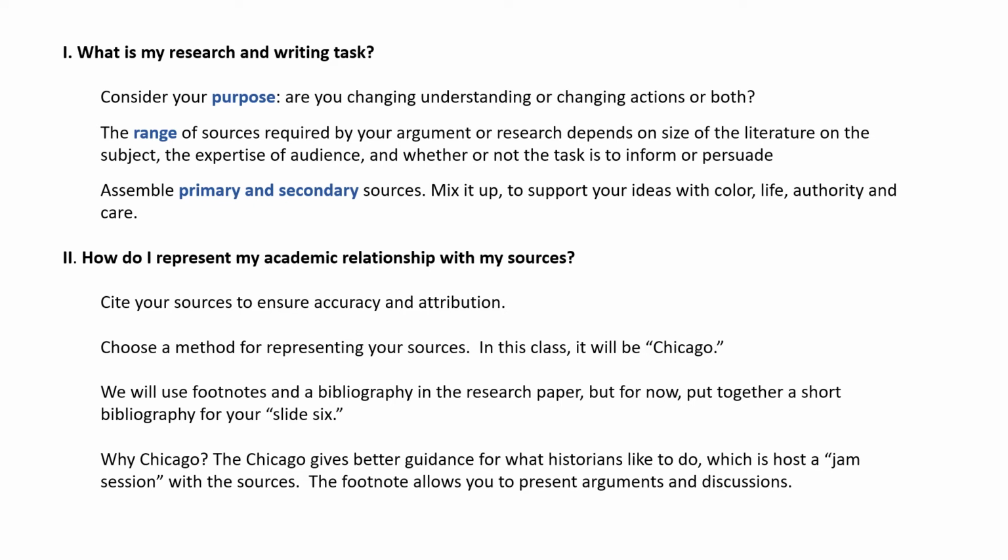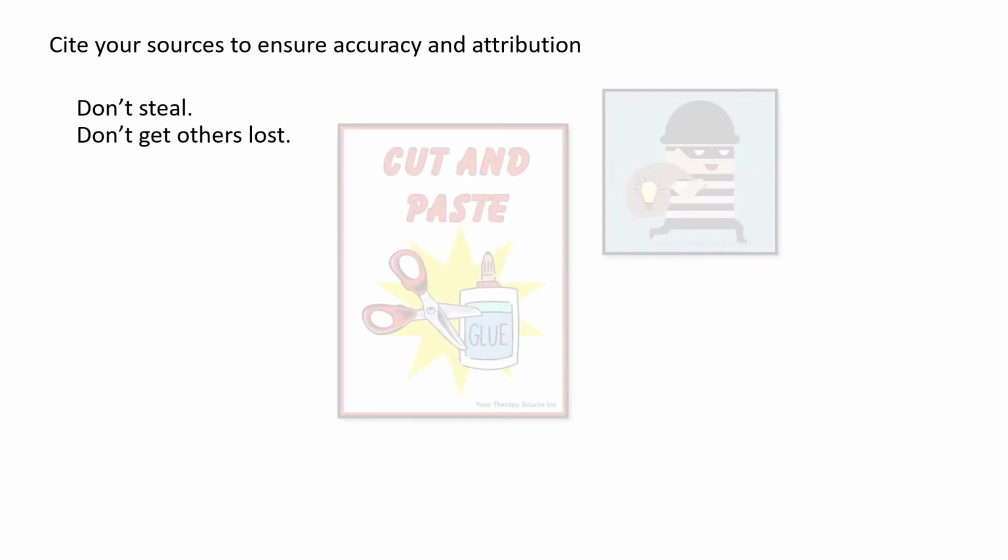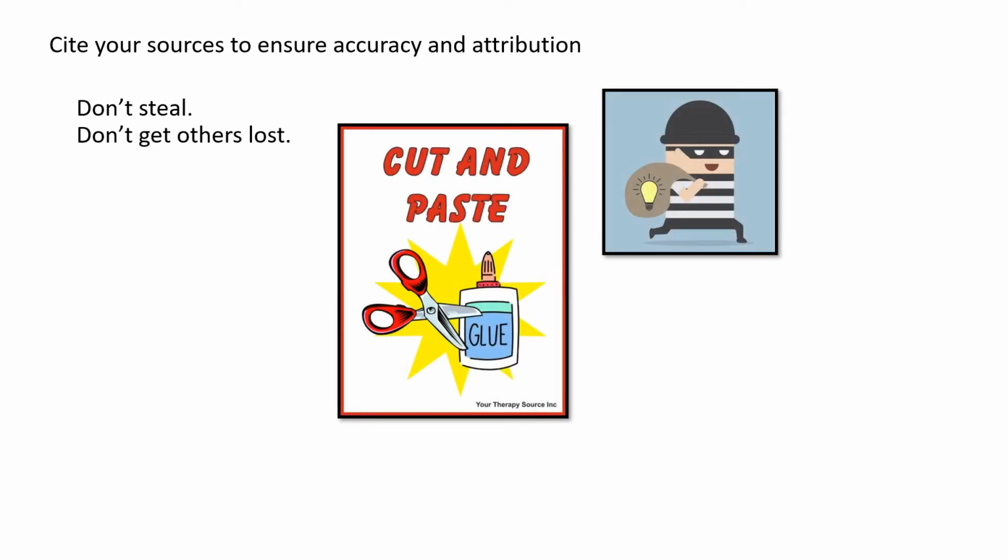All right, we've talked about the research and writing tasks by considering your purpose, by considering the range of sources you need, and by advising you to assemble primary and secondary sources. Now, how do you represent those sources in your paper? Well, the first thing, of course, is you cite them. You don't steal. You make sure everybody knows where you found your sources. If you have some questions about what you have to cite, I'm happy to take questions in the office hours. I'm also happy to take questions by email.